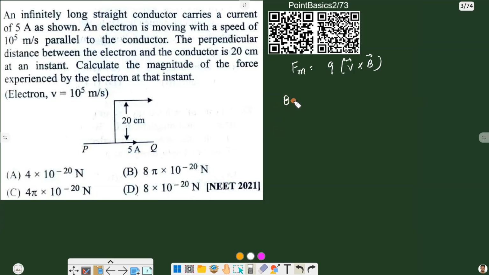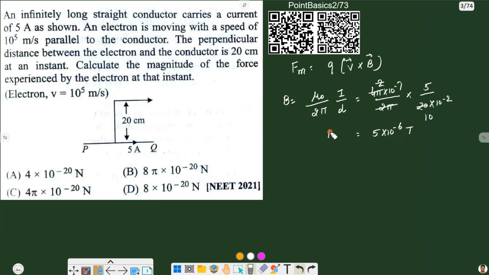The magnetic field due to this conductor at 20 centimeter distance will be given by mu naught by 2 pi into I by d. So that will be 4 pi into 10 raised to power minus 7 by twice of pi, the current is 5 and the distance is 20 centimeters, so 20 into 10 raised to power minus 2. So this will be 2 here, and we have 10 raised to power minus 1 going to the upper side, which becomes 10 raised to power plus 1. So effectively this will be 5 into 10 raised to power minus 6 Tesla. This will be the value of the magnetic field.